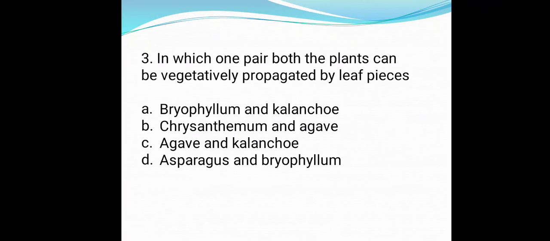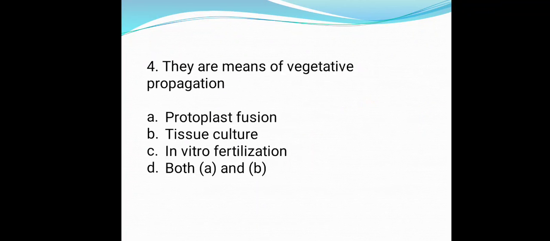The leaves of this plant begin the process of mitosis and asexually reproduce in the form of plantlets that cover the edges of each leaf. Once these plantlets develop, they drop off and grow into new plants when they find fertile ground. So the correct answer is A option, that is bryophyllum and kalanchoe. Let us see the fourth question.